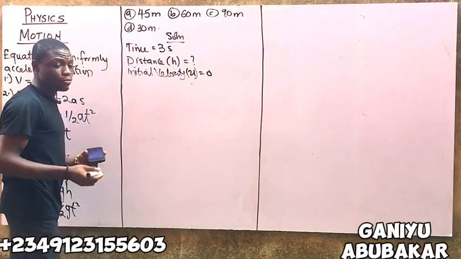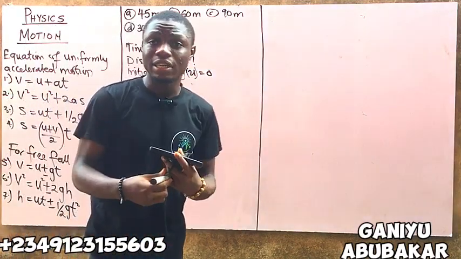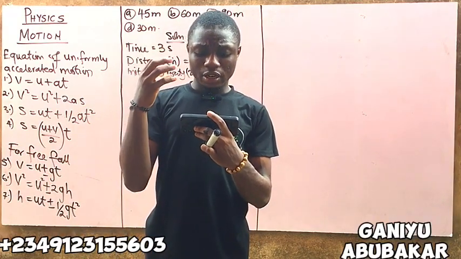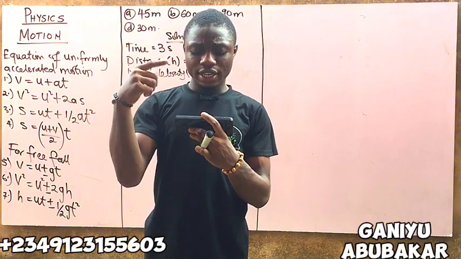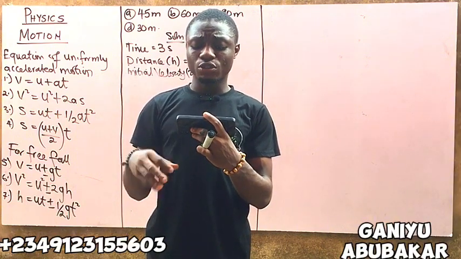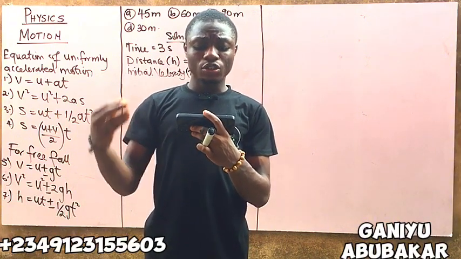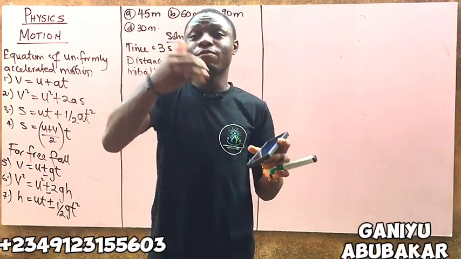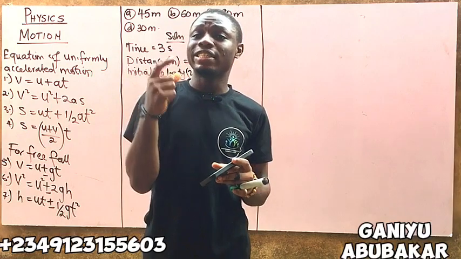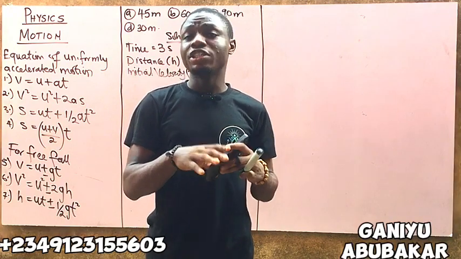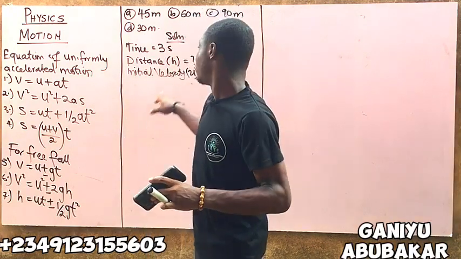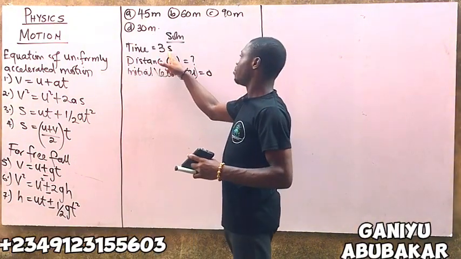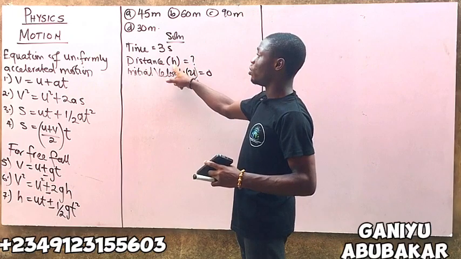That's the idea, because the object was in a position before it started falling. So whenever a body is at its initial position, its initial velocity is zero. That is, u is zero. So from here now, I'm having time, I'm having u, and I'm looking for h.